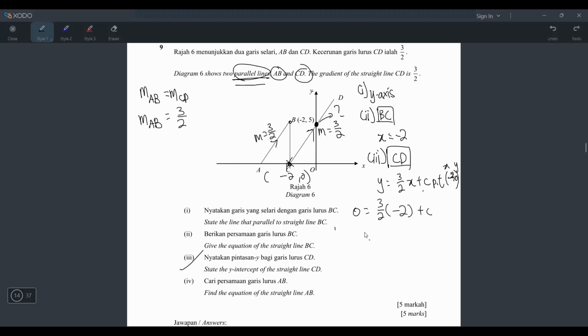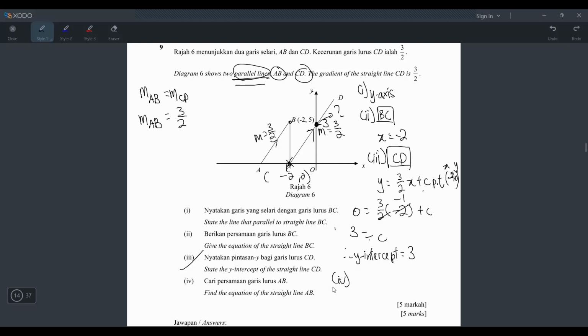x is -2, plus c. 2 and -2 can cancel, become -1. So -1 times 3 is -3. Move it over, become 3. So the y-intercept is 3. Okay, it means this one is 3. So that is done. Now we go to number 4.